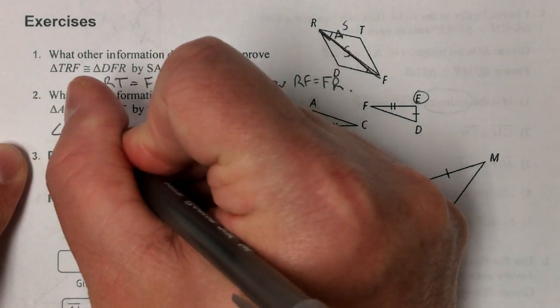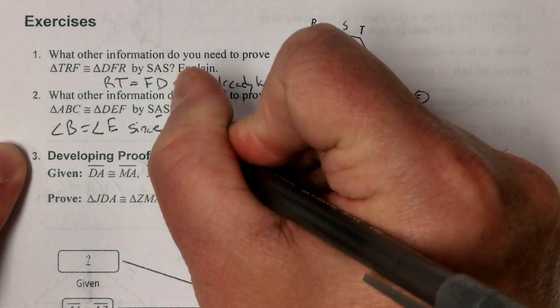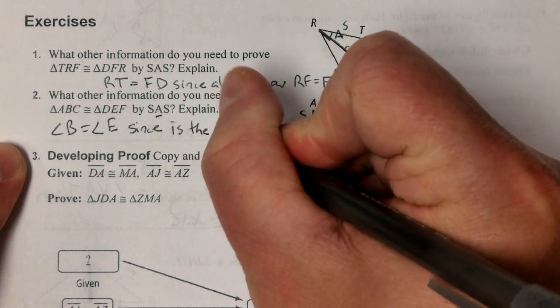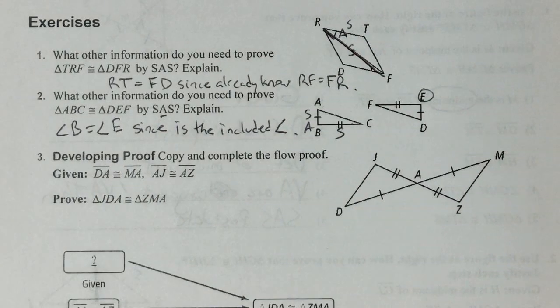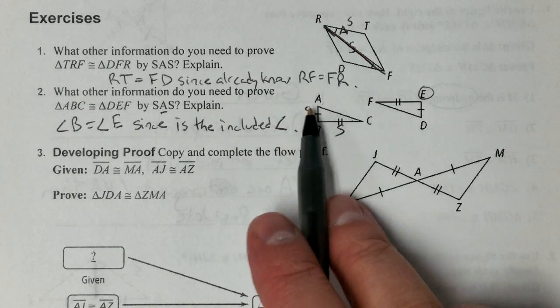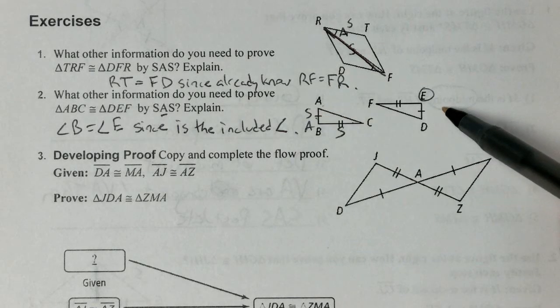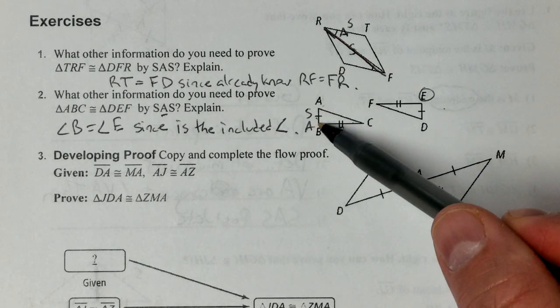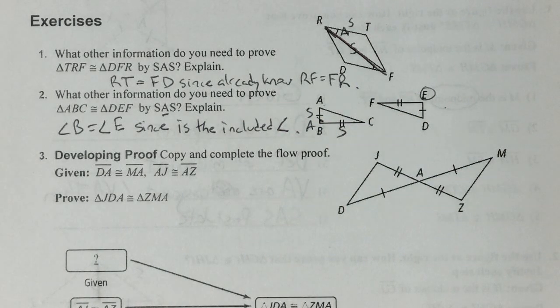So angle B equals angle E, since it is the included angle. I'm just going to put the angle symbol instead of writing it out. Remember that the included part is what's between. Included means between. So it's between the two sets of sides we know. We know this side and that side, and we know this side and that side. So B is right in the middle. It's the middle angle. Got it?